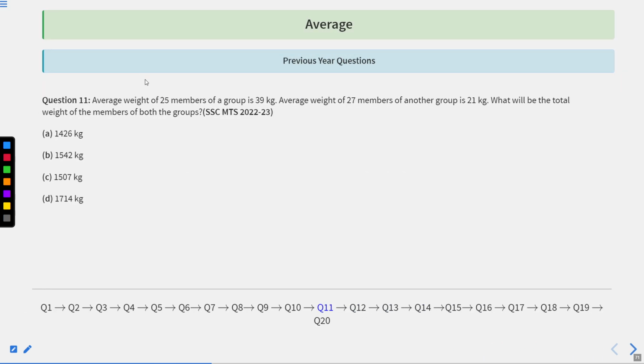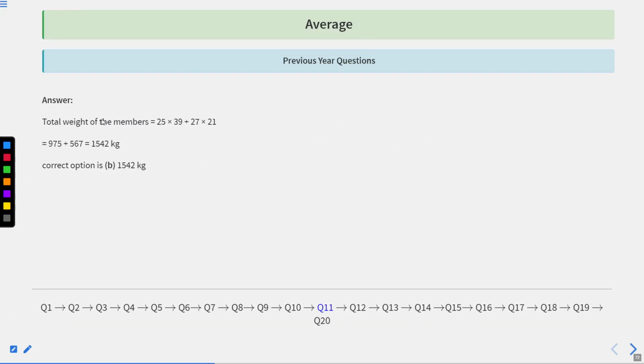So now moving ahead with problem number 11. So the average weight of 25 members of a group is 39. So there is a group in which there are 25 members and their average weight is given to us and it is 39 kgs. So the average weight of 27 members of another group is 21 kg. So there is another group which has 27 members. So their average weight is 21 kgs. So what will be the total weight of members of the both groups?